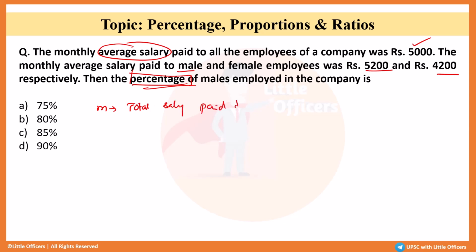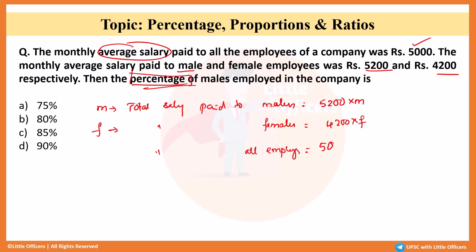Then the total salary paid to only males will be equal to 5200, the average amount paid to the males, into M. Similarly, if F is the total number of females, then the total salary paid to females will be equal to 4200 into F. And the total amount of salary paid to all employees will be 5000 into (M plus F), males plus females.